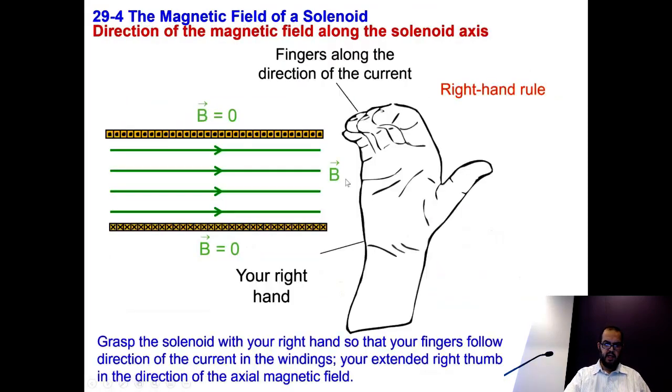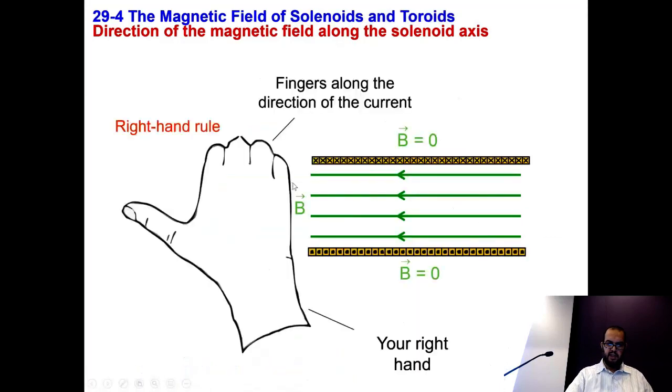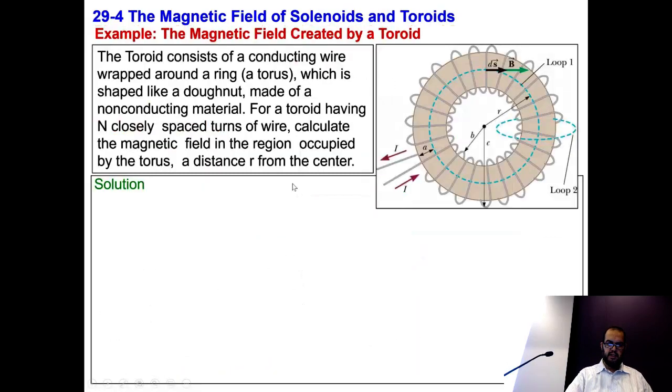So again, this is the right-hand rule to indicate the direction of the magnetic field. We grab the solenoid with our four fingers pointing in the direction of the current, and the thumb will indicate the direction of the magnetic field inside. Okay, so this is again the opposite direction.